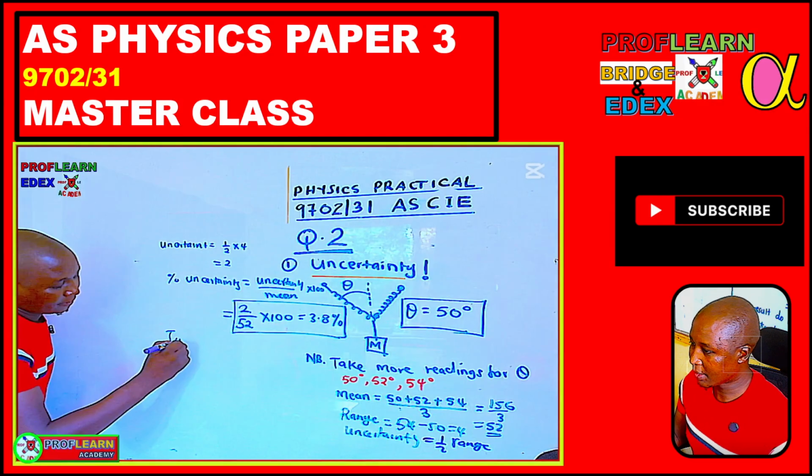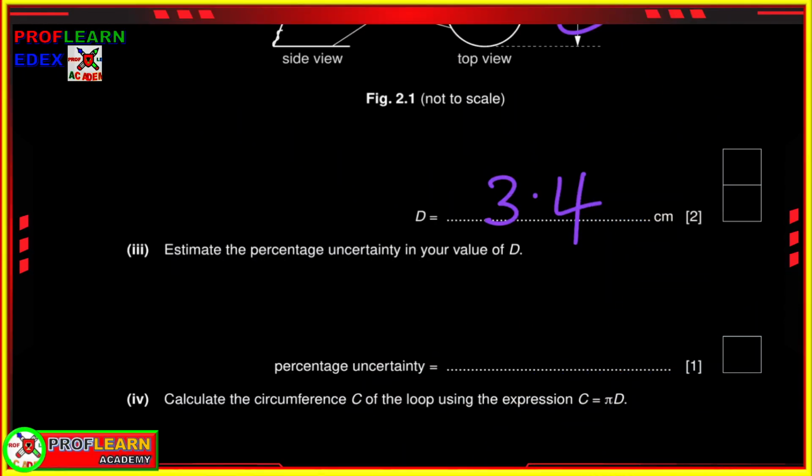So let's look at this section we were talking about, D here. What was this student supposed to do here? This student was supposed to take 3 more measurements. Don't take measurements that are again the same. So we can say 3.4. Again, take another measurement, 3.2. Again, 3.3. So these are the 3 measurements taken for us to find the percentage uncertainty.